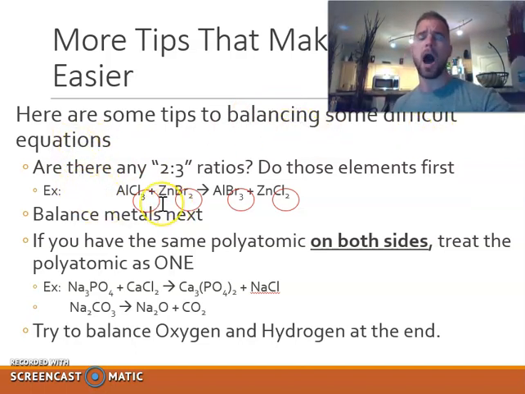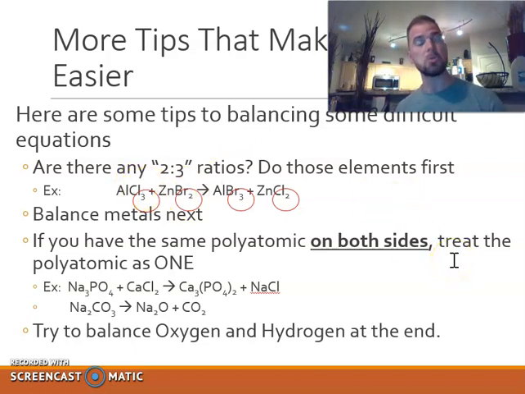Number one, I always look for, are there any what I call 2-3 ratios. Do those elements first. So for example, if I were asked to balance this chemical reaction that's right here, I notice that on the reactant side there's 3 chlorines, but on the product side there's 2. Same thing with the bromine. There's 2 bromine atoms on the reactant side, and there's 3 bromine atoms on the product side. So think about it. You couldn't just put one number in front of one chemical formula and then have it be balanced, right? You'd have to do something to both sides.